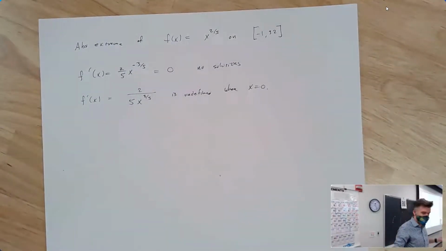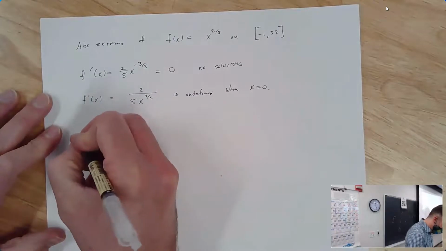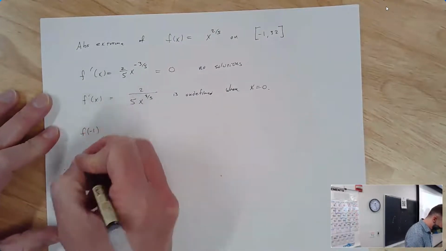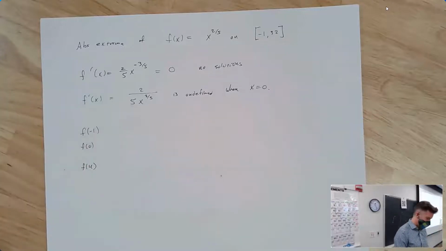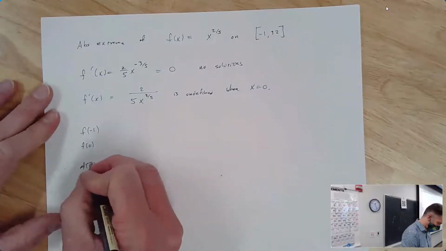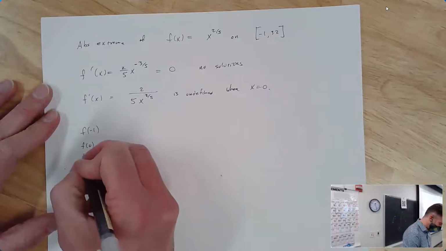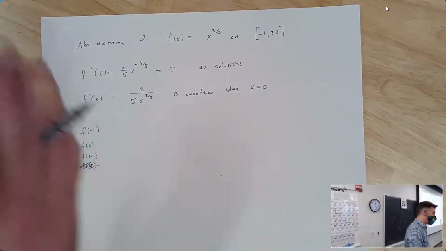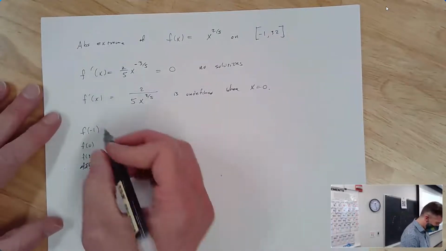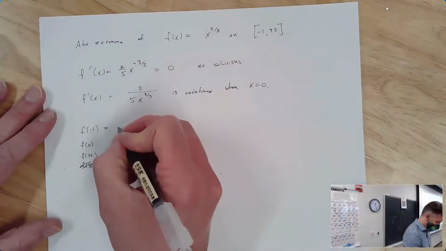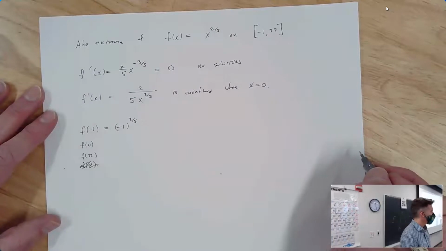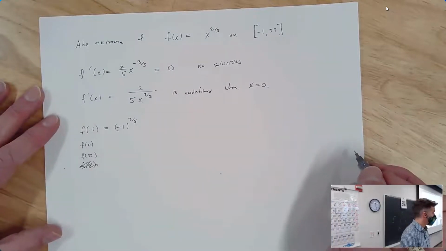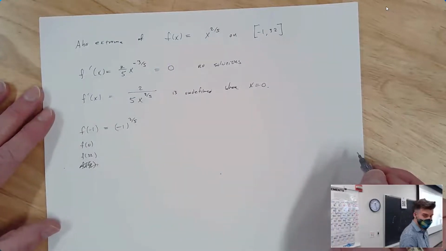Okay, so now we're going to check f of -1, f of 0, and f of 32. Sorry, apologies. Why would I pick 4? That's not right. F of 32, which is going to equal 4, which is 5. So f of -1, -1 to the 2/5 power. Ooh, what is that? Is it 1 or is it -1?